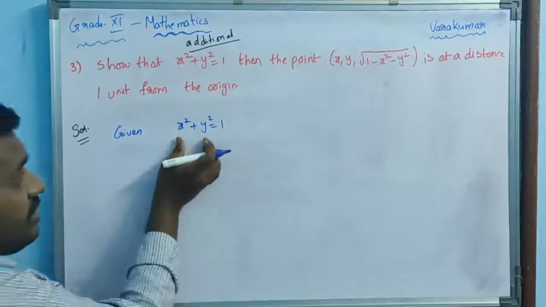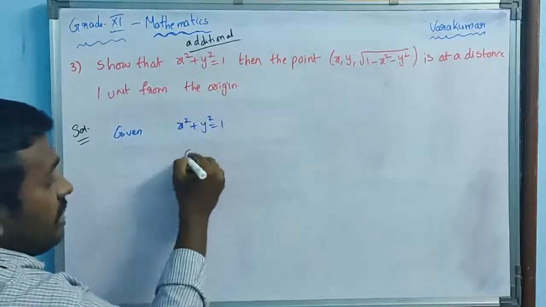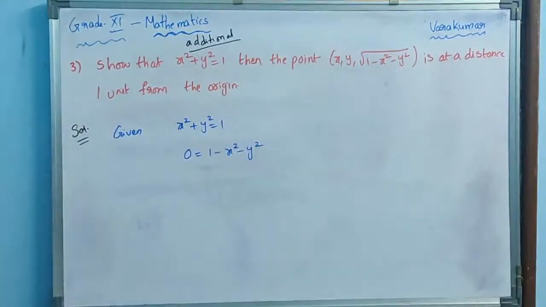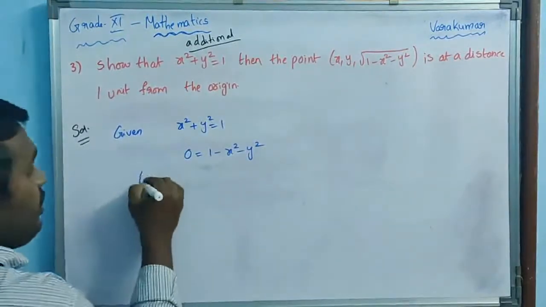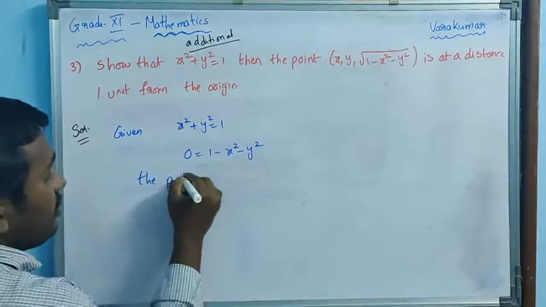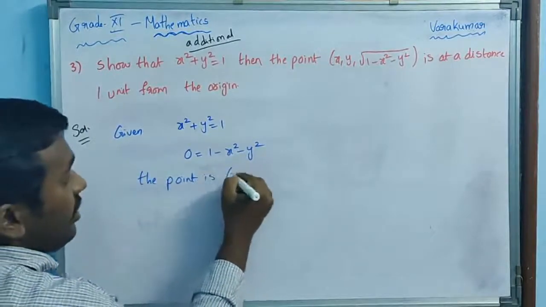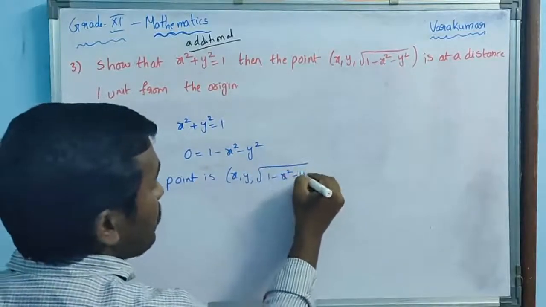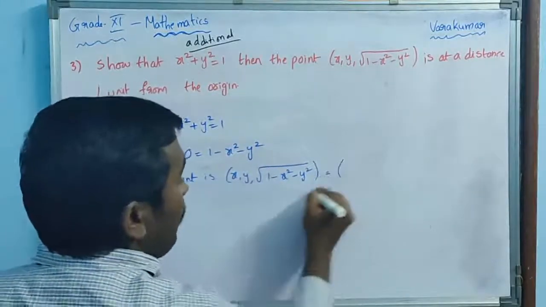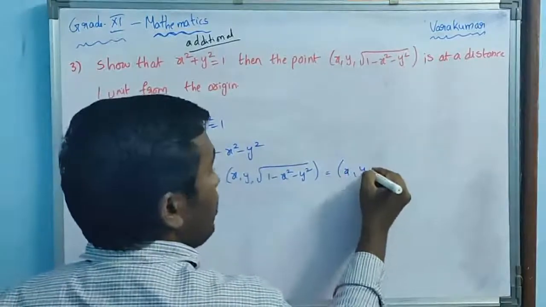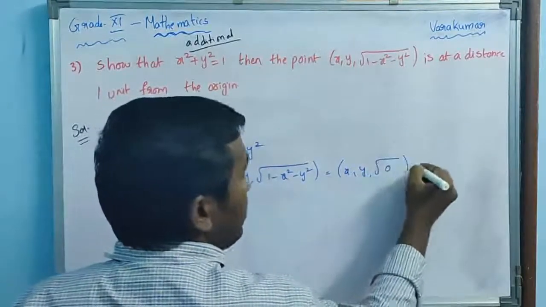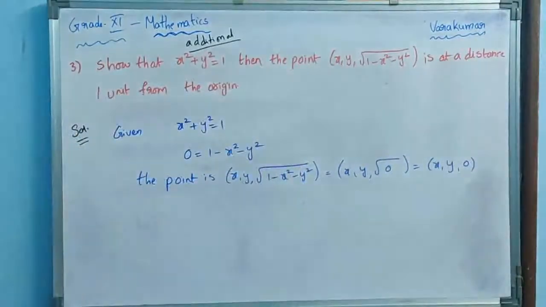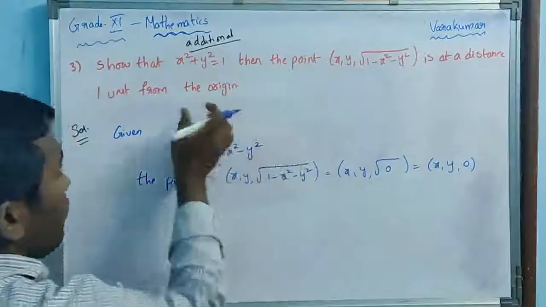Now, you carry that to the other side. So 0 is equal to 1 minus x square minus y square. Yeah? What is the point? The point is (x, y, root over 1 minus x square minus y square). This is given. From this, now what you can say: (x, y, root 0), it is nothing but (x, y, 0). Now we got the point. This point from the origin.